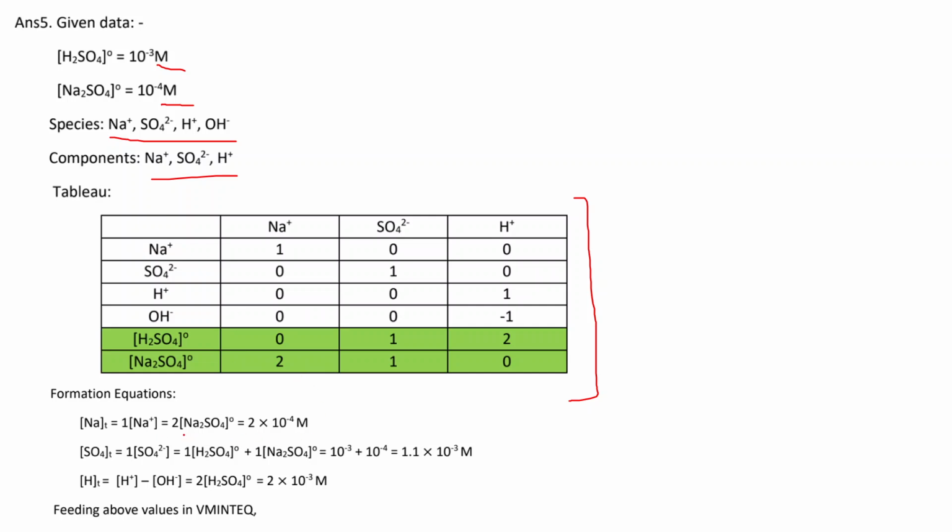2 Na2SO4, therefore 2 into 10 raised to power minus 4 molar, and sulfate is 1 SO4, which is being given with this equation, and H plus is 2 into 10 raised to power minus 3 molar. Now we will feed these values in Visual Mintek. Okay, please note down this thing so that we can feed the values.